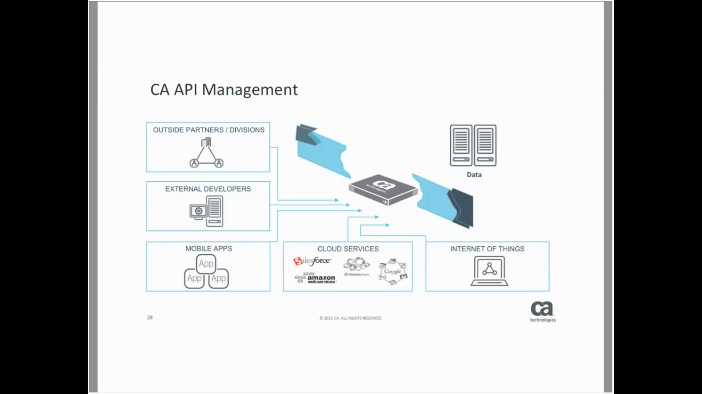You've seen this before, but now CA API management is providing that secure access to those enterprise resources and data. In some cases, it will be deployed on ESB in the back. In other cases, directed to a data source or another API endpoint.